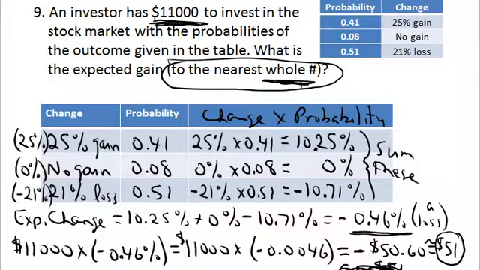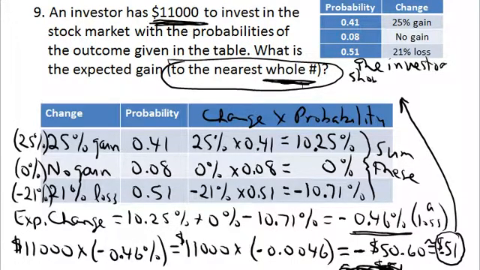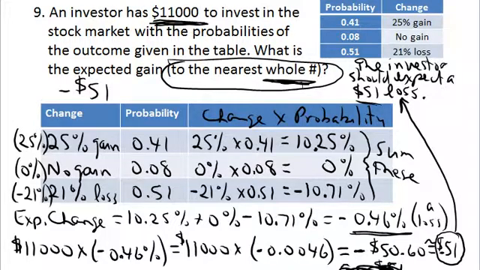So if the investor invested $11,000 under these conditions, that investor should expect to lose, and again I need to put that negative in there, lose $51. Again, just to make it easier to see, the investor should expect a $51 loss, rounded to the nearest whole number. So it's negative $51, which again is a loss. The negative indicates that it's a loss.